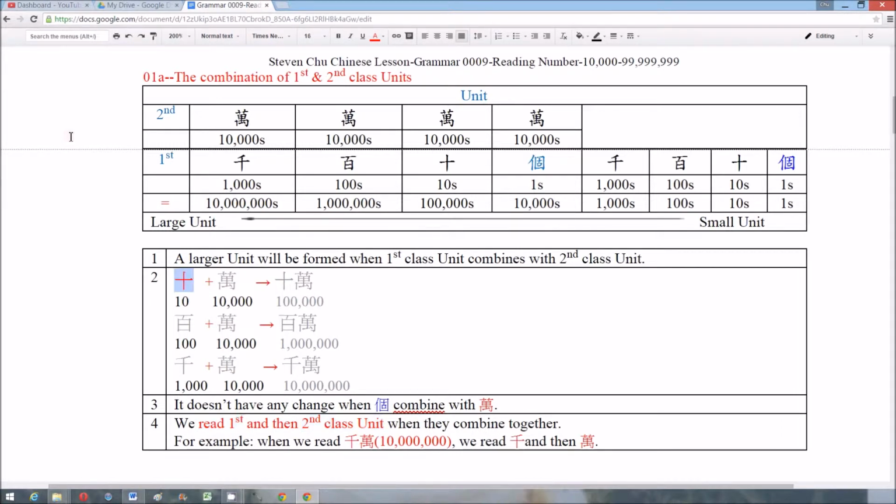For example, when we combine the 十 and 万, it becomes 十万, 100,000. And when we combine 百 and 万, it becomes 百万, 1 million. When we combine the 千 with the 万, it becomes 千万, 10 million.